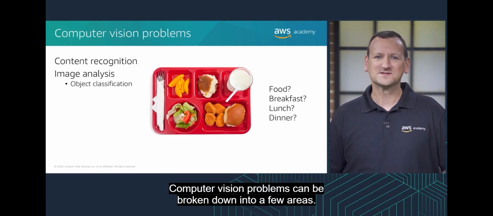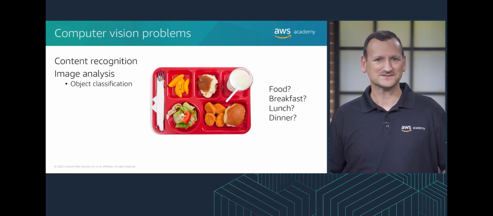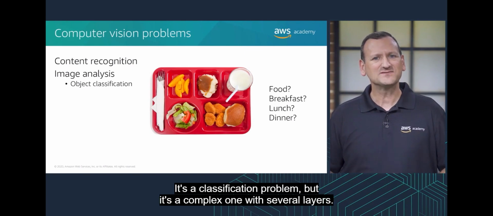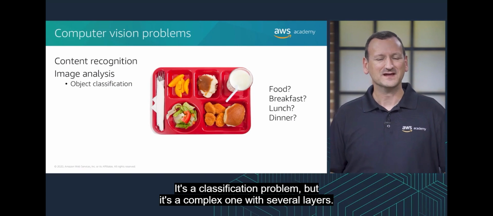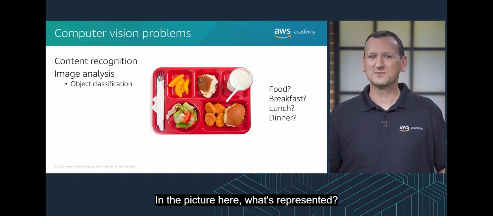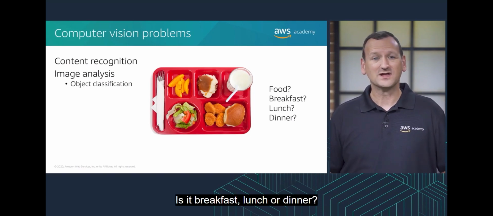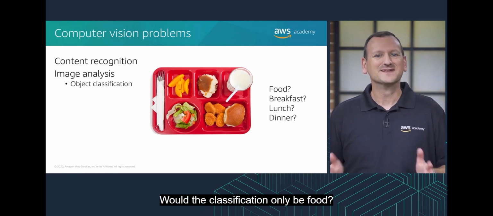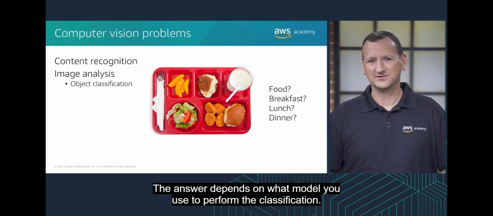Computer vision problems can be broken down into a few areas. Content recognition is about identifying things in images. It's a classification problem, but it's a complex one with several layers. In the picture here, what's represented? Is it breakfast, lunch, or dinner? Would the classification only be food? The answer depends on what model you use to perform the classification.